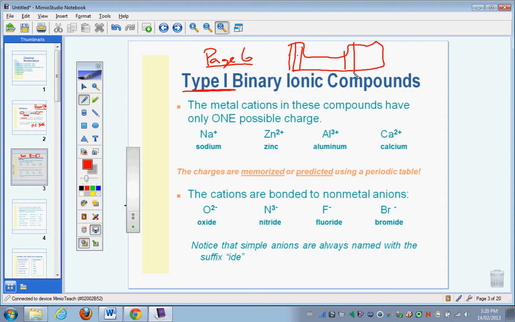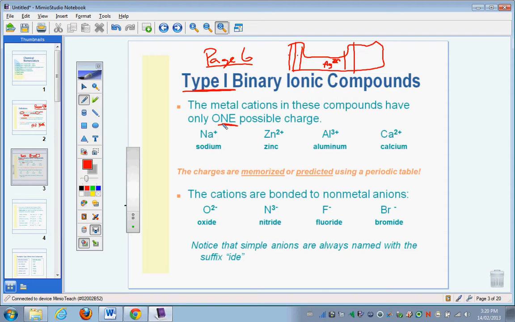When you look in the transition metals, you'll notice there are 2 ions given on page 6 of the data booklet, zinc and silver, Zn and Ag, that are also type 1 cations. They have 1 charge only. Okay? So zinc is always 2 positive, silver is always 1 positive. So if you are a type 1 cation, you will only have 1 possible charge.